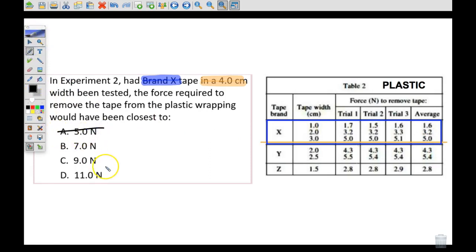So that gives us A as an answer. But these numbers aren't going up drastically. They're going up in intervals of about 2. So the best answer to 2 is B, 7 newtons of force.